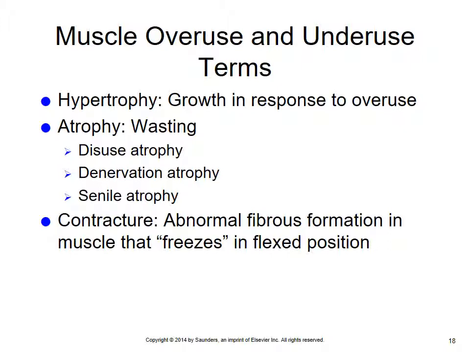And then there's the case of denervation atrophy, and this is when the muscle is not receiving the contact between the motor unit and the contraction. There's some type of a problem with that, and the muscle is not being innervated properly and used.